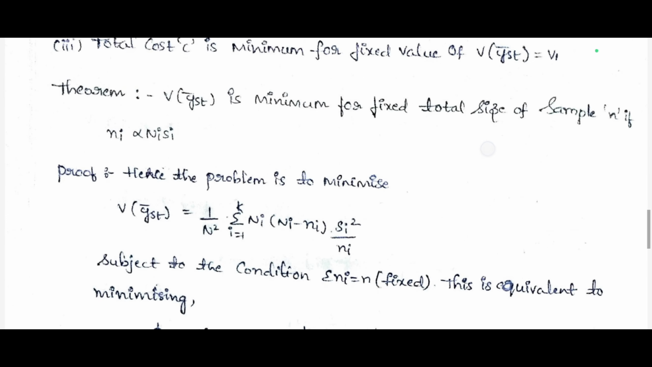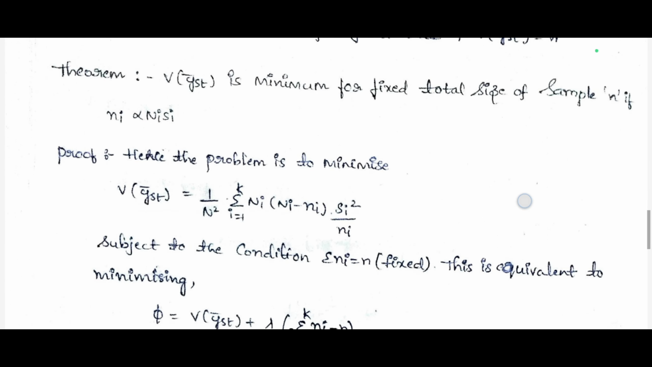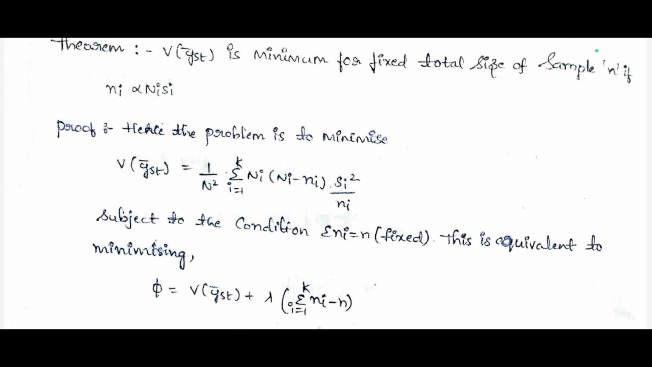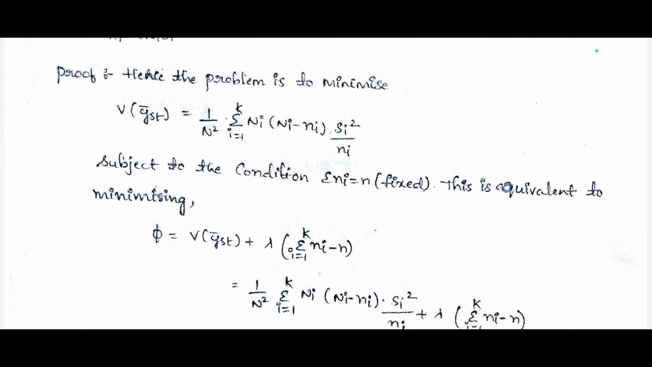Let's see some theorems. These are the conditions which we have so far discussed. Variance of y bar of st is minimum for a fixed total sample size n. That is what we have to prove here, if ni is directly proportional to Ni Si. Hence the problem is to minimize the variance of y bar of st. The formula we have is 1 by n square summation i runs from 1 to k Ni of Ni minus ni of S square divided by ni, subject to the condition summation ni is equal to n, which is fixed.